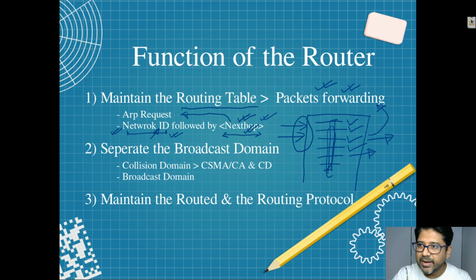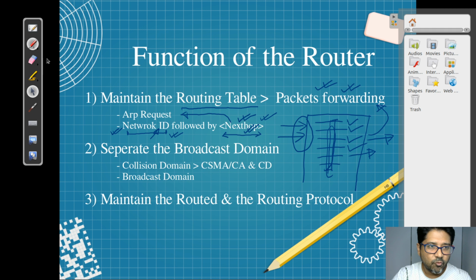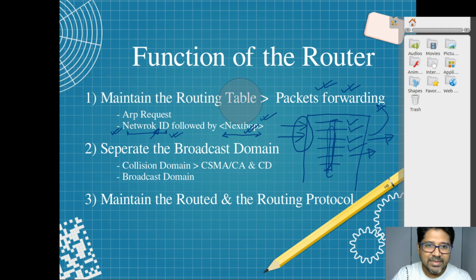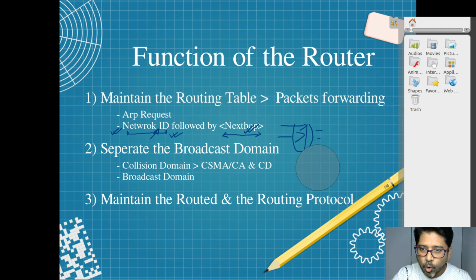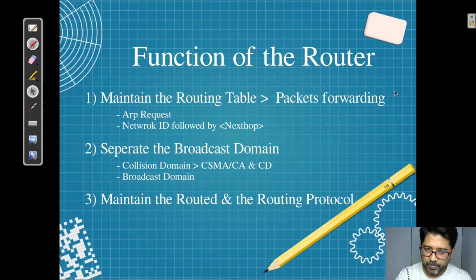Now move to the next function. We have each port of the router associated with a separate broadcast domain. So we have only two terminologies.